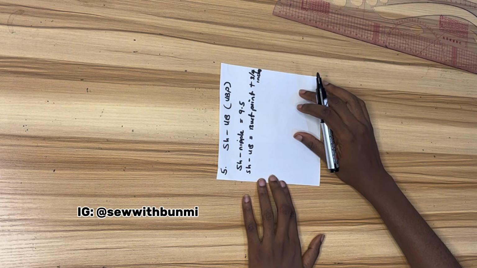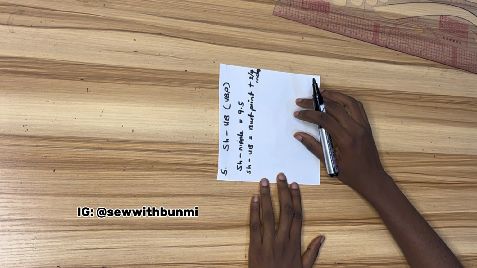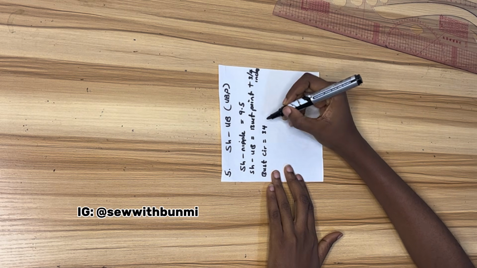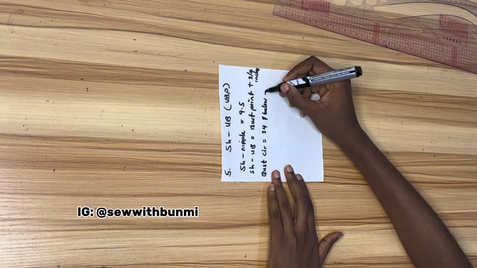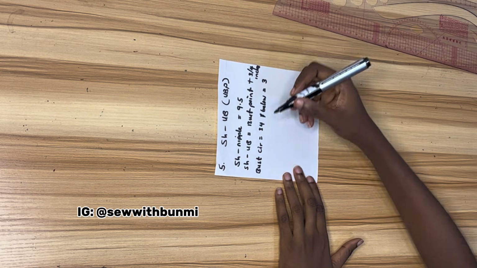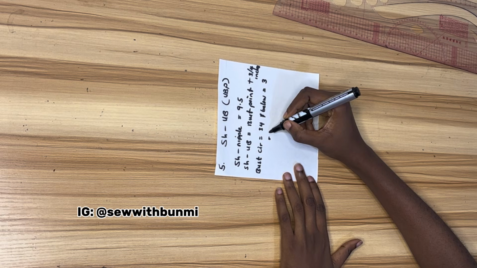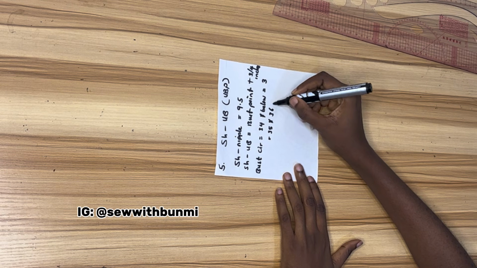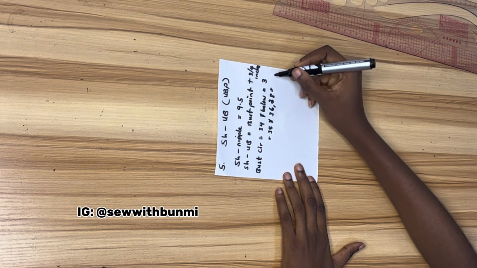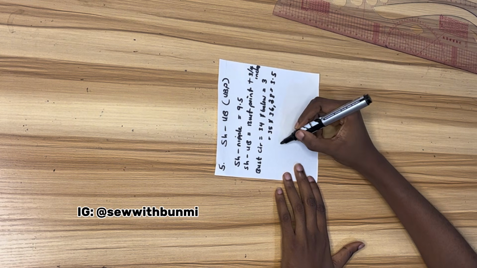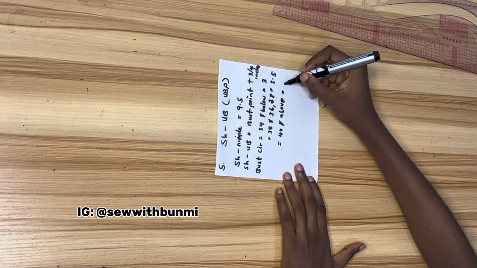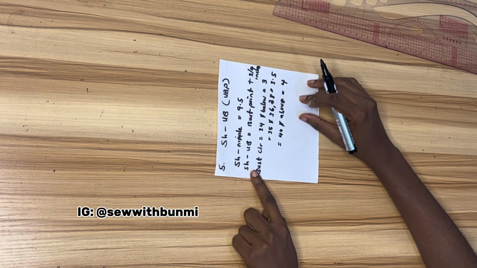So how do you determine when to add 3 or 4 inches? It is dependent on your bust circumference. So once your bust circumference is 34 inches and below, you add 3 inches to your bust point so that you can get your shoulder to underbust. So if your bust circumference is between 35 inches and 39 inches, then you should add 3.5 to your bust point to get your shoulder to underbust. And if your bust circumference is 40 and above, you add 4 inches to your bust point measurement.